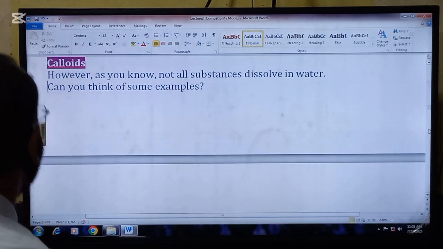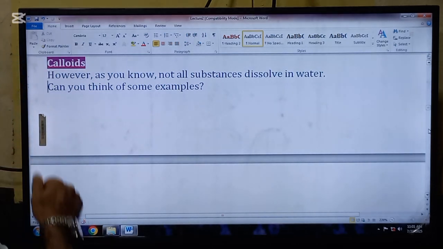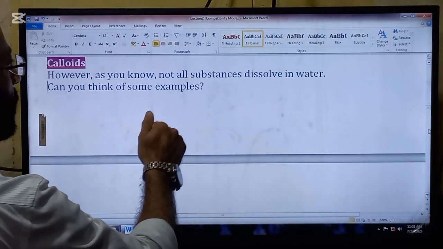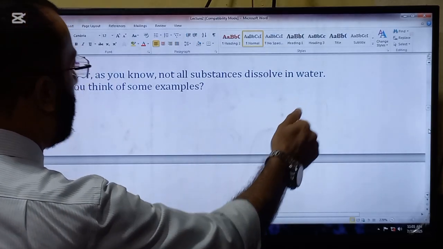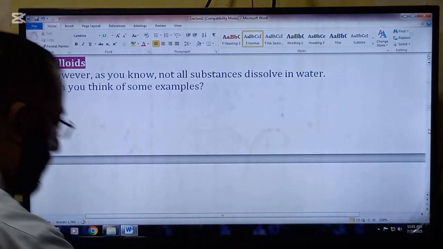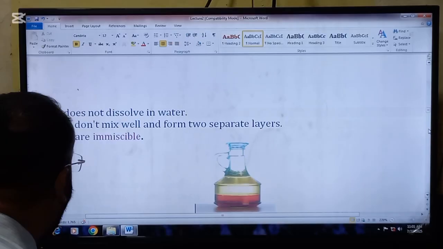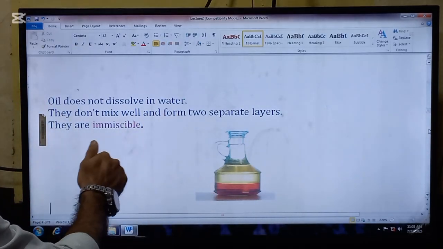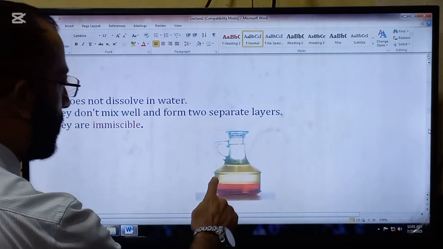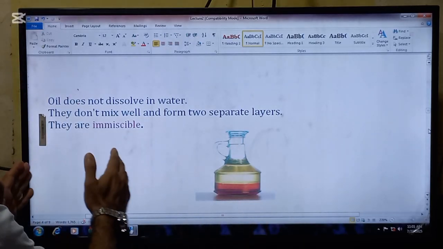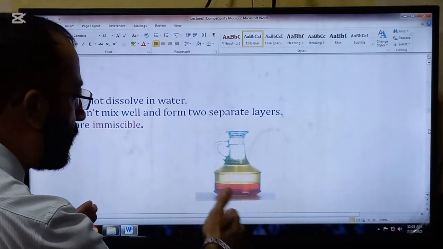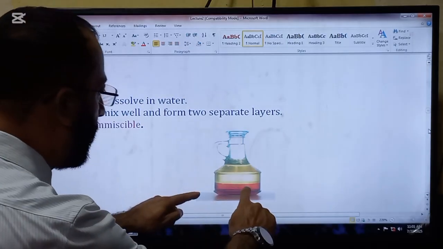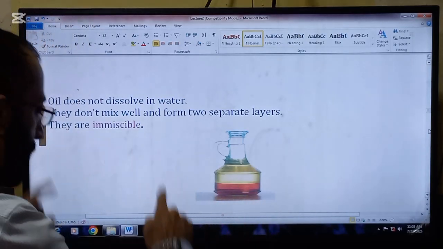The next thing that we are going to read is the colloids. However, as you know, not all substances dissolve in water. Can you think of some examples? So look now, oil is one example that does not dissolve in water. They do not mix well and form two separate layers like this. They are immiscible, so they do not dissolve with one another and make layers. So that's why these are called immiscible.